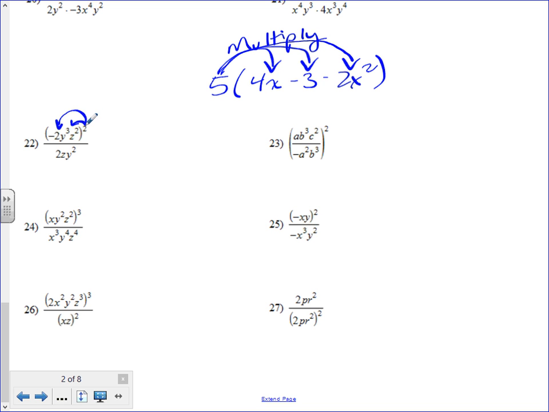I'm going to distribute this exponent outside to every exponent inside. And when I distribute, I need to multiply. So before you get started, don't start anything yet.